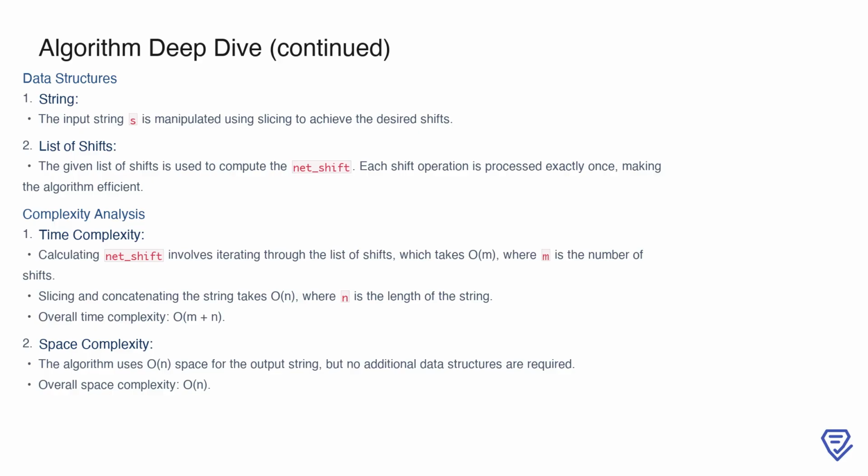When analyzing the complexity, the time complexity consists of two main parts: calculating the net shift, which involves iterating through the list of m shifts in O(m) time, and slicing the string, which takes O(n) time for a string of length n. Thus, the overall time complexity is O(m + n). For space complexity, the algorithm uses O(n) space for the resulting string, but no additional data structures are required beyond the input itself. Therefore, the space complexity is also O(n), making the solution both time and space efficient.